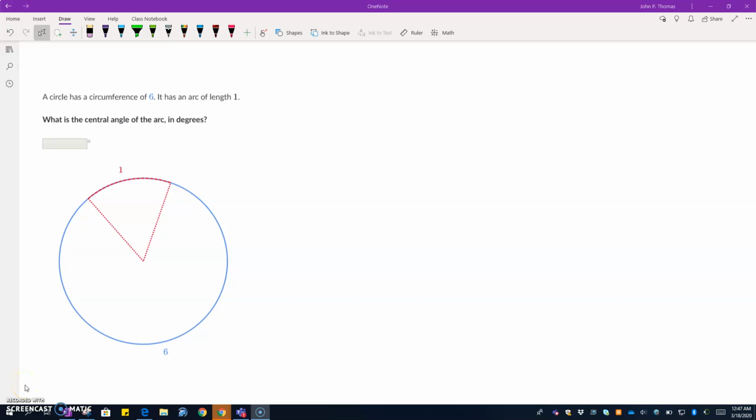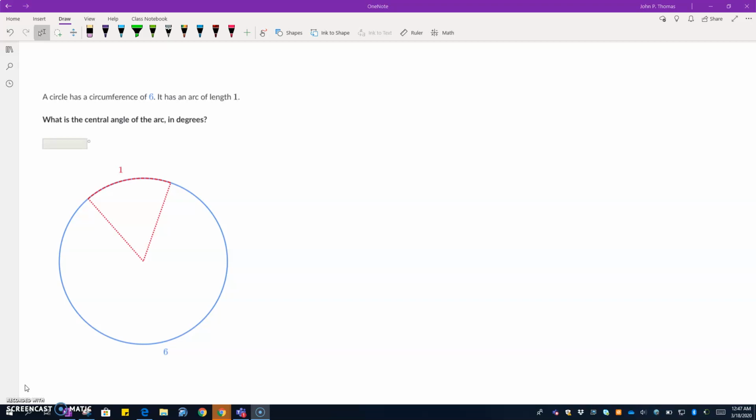Okay, now we're moving into the second most missed question from the first day's assignment. This says a circle has a circumference of 6. It has an arc of length 1. What is the central angle of the arc in degrees?